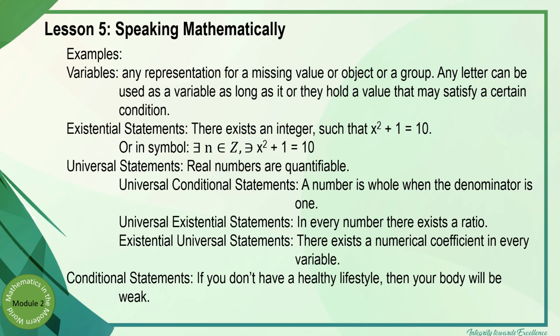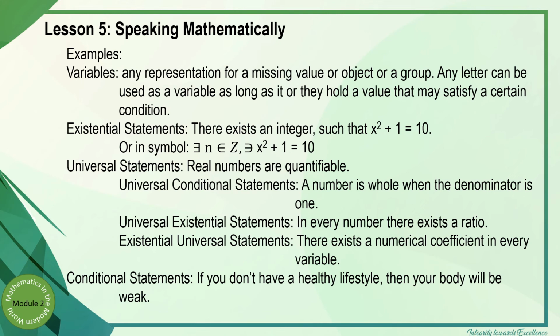So, there exists an integer such that x squared plus 1 equals 10. Okay? So, ano kaya yung integer na yon? So, it is either 3 or negative 3. Kasi 3 times 3 is 9. 9 plus 1, that is 10. Pwede din negative 3 kasi negative 3 times negative 3 plus 1, that is also 10. Positive 10 din yun. Okay, then example naman tayo ng universal statements.